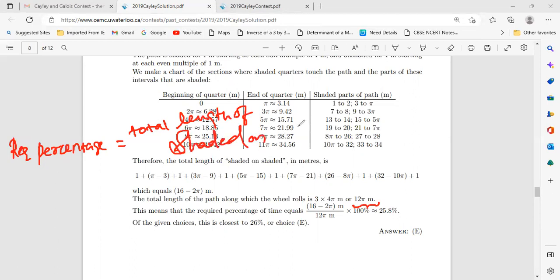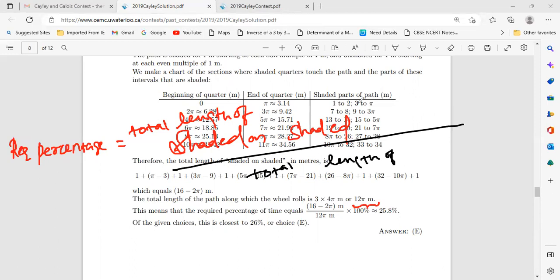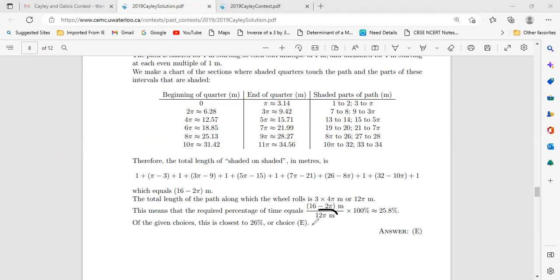shaded on shaded. We are worrying about this only, so that's going to be your numerator. In the denominator, you will have the total length of the path along which the wheel rolls. So you have 12 pi meter in the denominator and this total length in the numerator. Since you're calculating the percentage, you will multiply it by 100 percent. If you simplify, you're going to get 25.8.